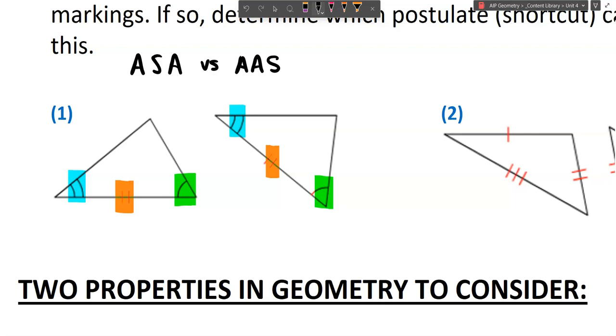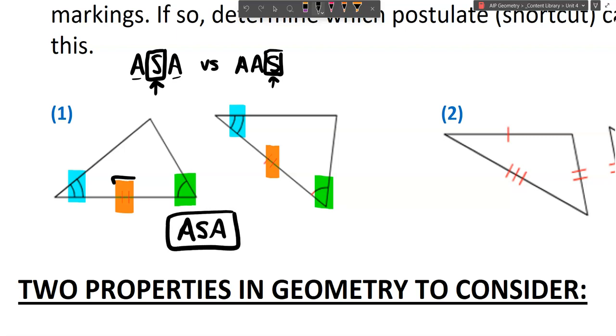And the idea behind this is it's all about where the S is located. If the side is sandwiched between the 2 angles, then we would use the terminology angle, side, angle. If the side is not sandwiched or between the 2 angles, we would say AAS. So in this first example, the answer is angle, side, angle, since this orange side is sandwiched between the blue and the green angles that I have marked here.